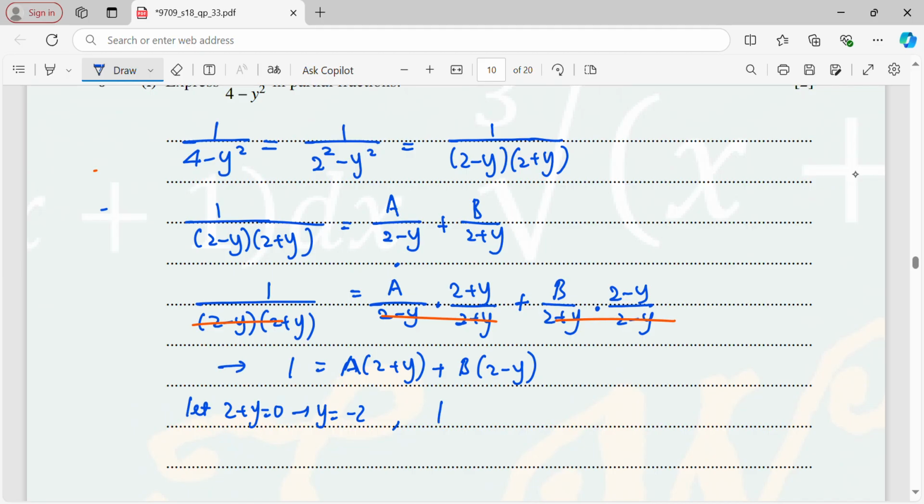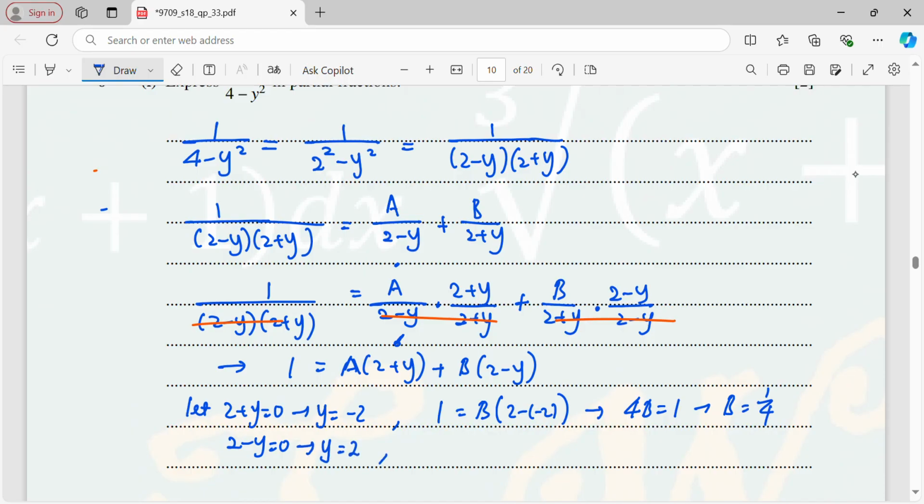Left side remains as 1. It does not depend on the y. Then right side, since I let this 2 plus y be 0, means 0 times a, first term becomes 0. Then I will be getting b bracket 2 minus minus 2, because your y is minus 2. That means now you are getting 4b is 1, hence your b is going to be 1 over 4. Now next step is let 2 minus y be 0. That is our second factor, hence your y is 2.